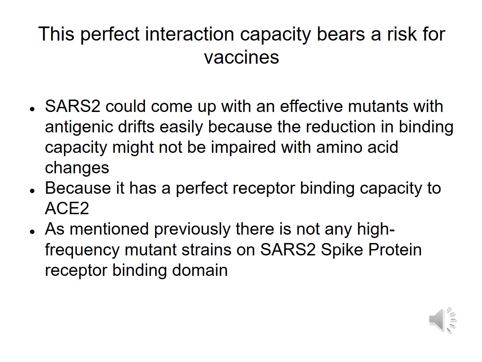So I tried to explain in previous videos that this virus does not have a high frequency of mutation on its receptor binding domain, and this means it has a very good interaction. So once we come up with the vaccines, we're going to teach the body the surface of this SARS-2 coronavirus spike protein. And the spike protein will do a few mutations, and with antigenic drifts, it's very likely to get rid of those immune responses.